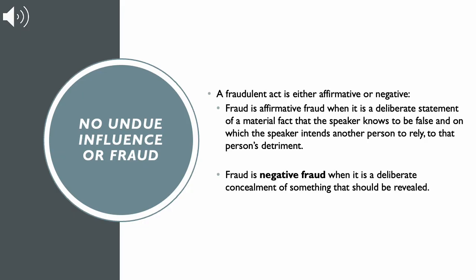No undue influence or fraud. A fraudulent act is either affirmative or negative. Fraud is affirmative fraud when it is a deliberate statement of a material fact that the speaker knows to be false and on which the speaker intends another person to rely, to that person's detriment. Fraud is negative fraud when it is a deliberate concealment of something that should be revealed.